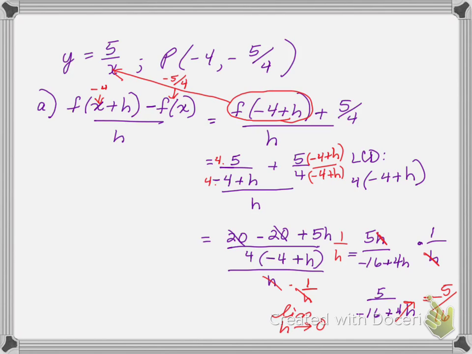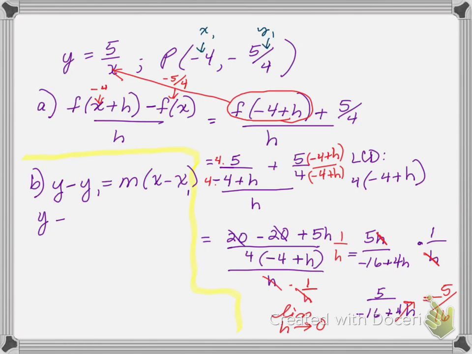Okay, and then part B of the question was to write the equation for the tangent line. And so we know the equation for a line in point slope form is y minus y1 equals slope times x minus x1. So really at this stage we just plug in the component parts. So going back to our original problem, our point that was given, we have -4 as our x1, -5/4 is our y1. So we're going to plug into that formula.